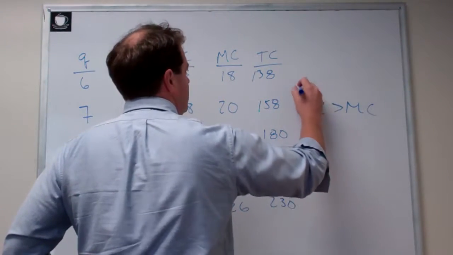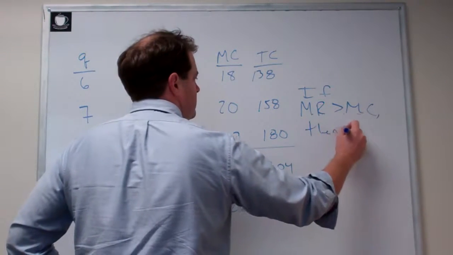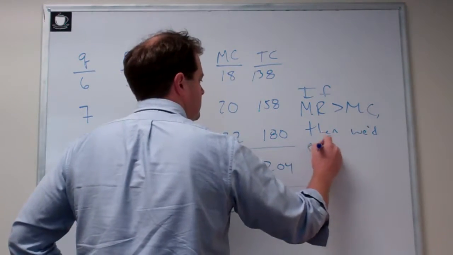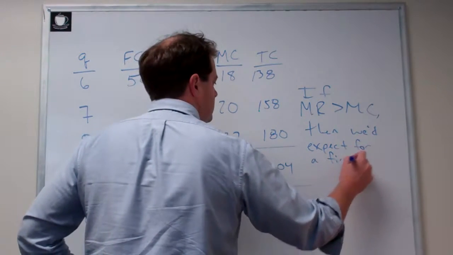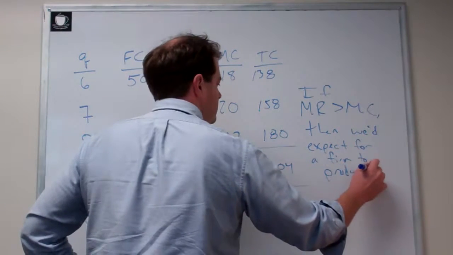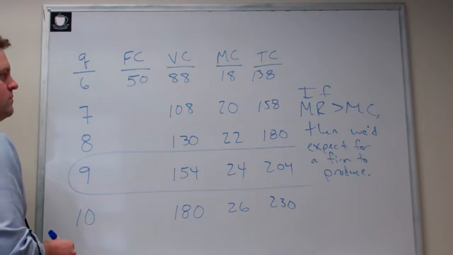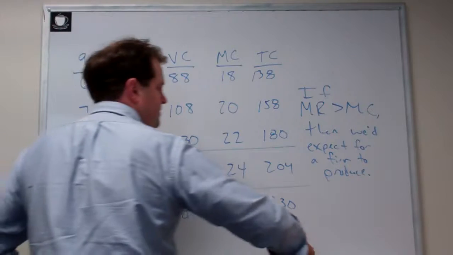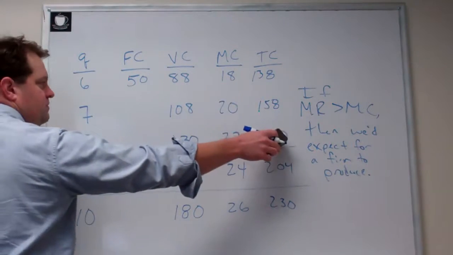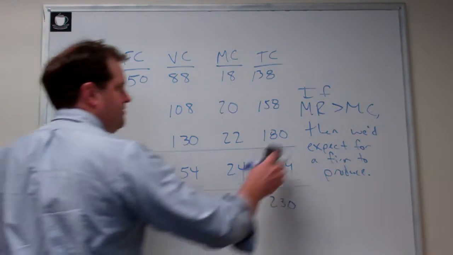So the rule we can come up with here: if marginal revenue exceeds marginal cost, then we'd expect the firm to produce that good. Right? And we're going to continue to produce so long as marginal revenue exceeds marginal cost. We're going to use this rule and we're going to come up with the same output level that we did when we compared profit across all these output levels.